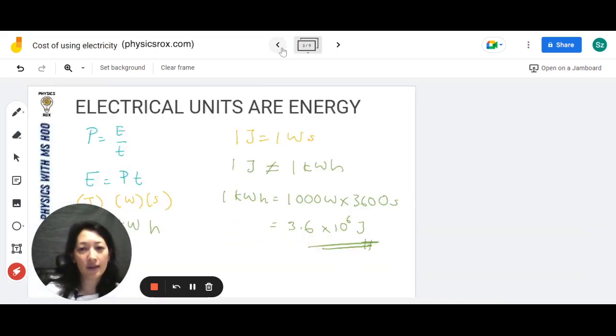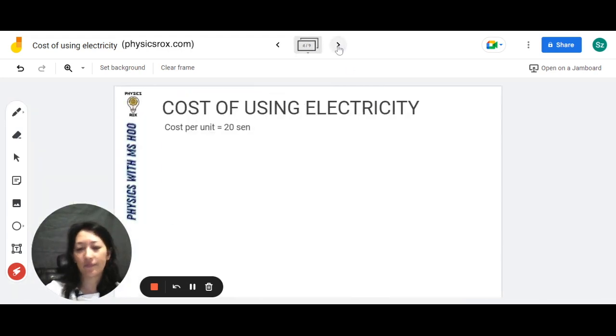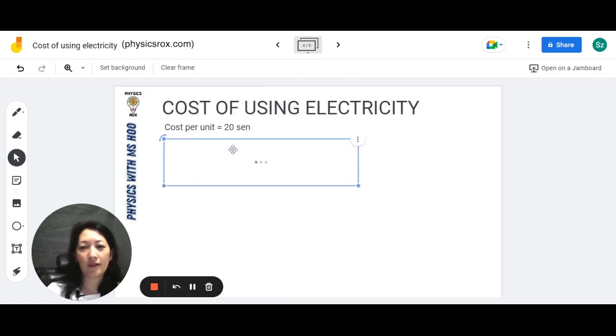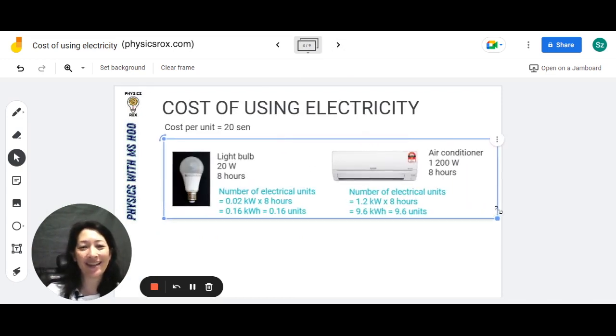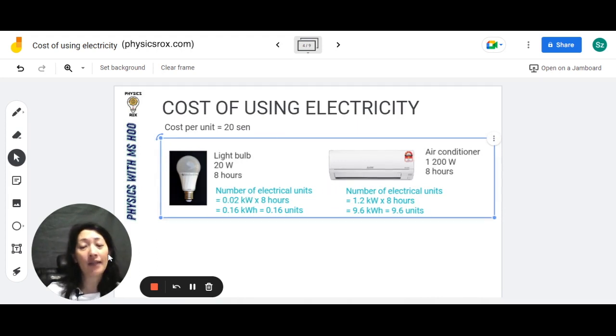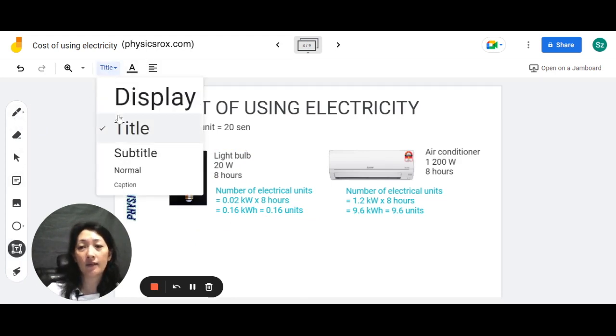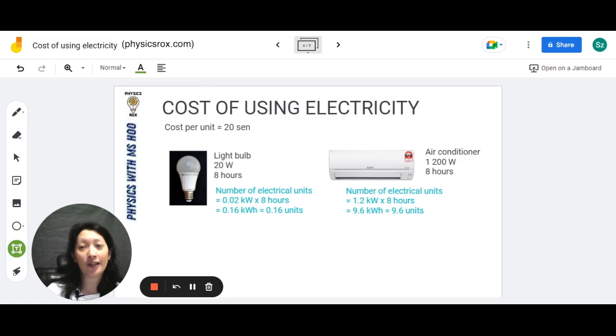So to calculate the cost, here's a very simple question. I'm going to take it from here, actually, just to make it easier. So I'm doing a quick screenshot. Because why not, right? Since we've already done the calculation. So let's do a super quick calculation of the light bulb and air conditioner's cost respectively. Let's start with the light bulb first. You can see we've already calculated the number of electrical units used when we switch on this light bulb for 8 hours. So 0.16 units.